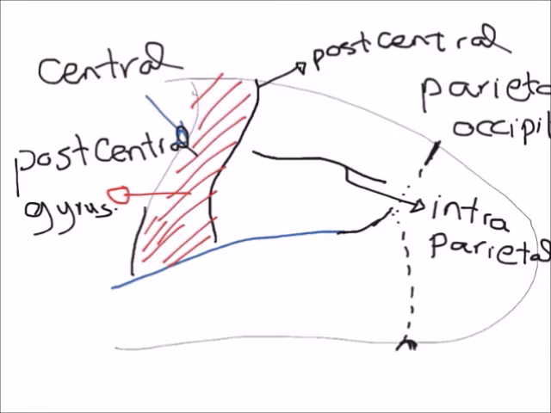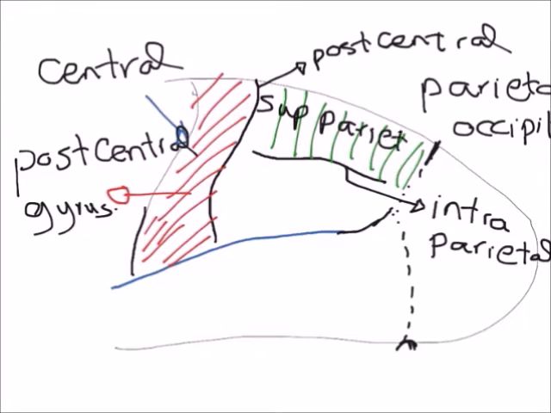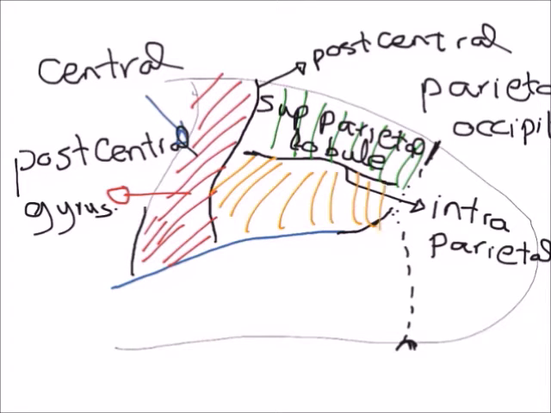And the one above the intraparietal fissure is called the superior parietal lobule, because it's like a lobule of the brain, and the one lying behind or inferior to the intraparietal fissure is called the inferior parietal lobule.